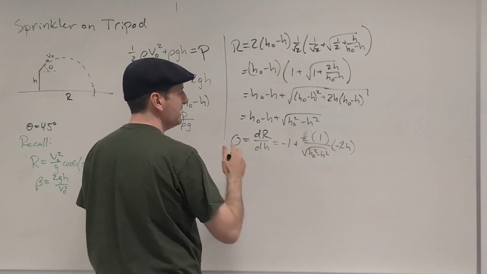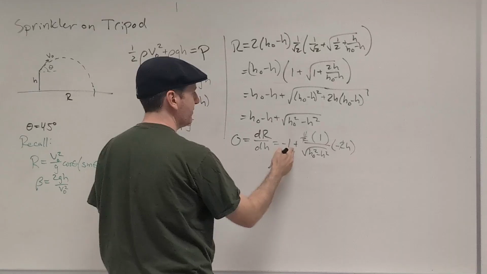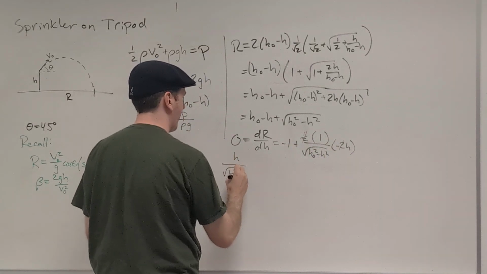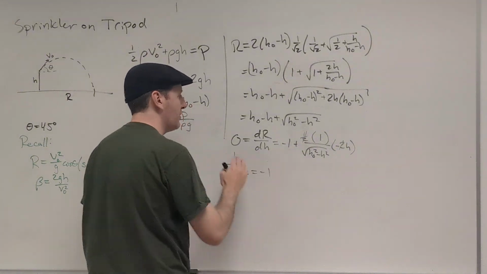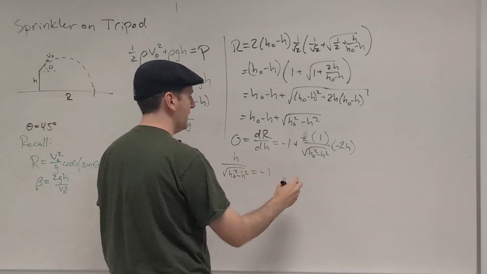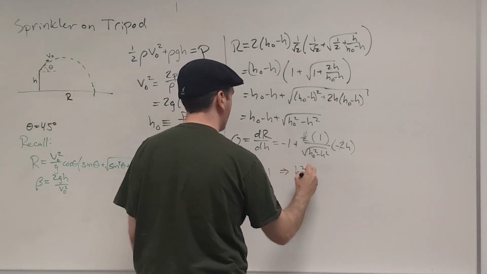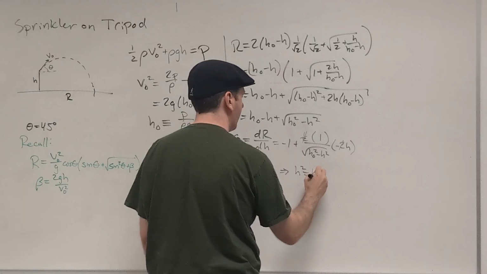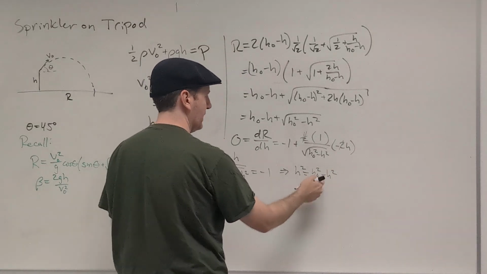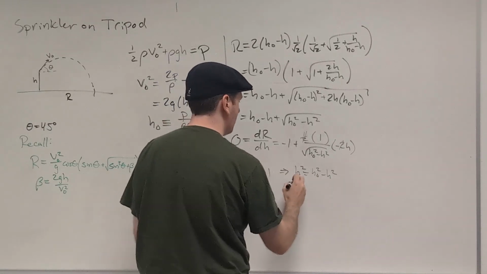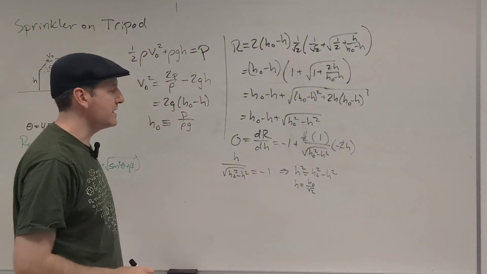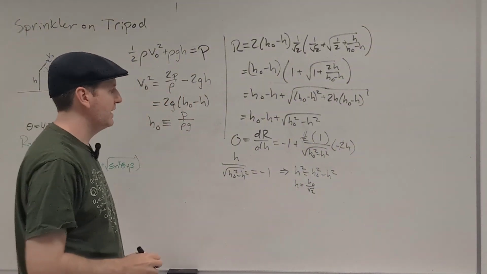I'll move the negative h stuff to the other side. But I really am left with a negative 1. Now I can cross multiply and square. The negative sign will go away. And I will end up with 2h squared. So my h should really be h naught over root 2. That's the h that will maximize this.